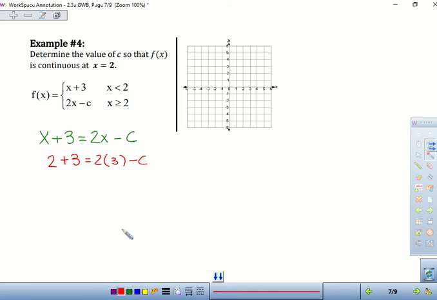Like this. So what is 2 plus 3? 5 equals 6 minus c. So that means that we subtract 6 on both sides. We get 5 minus 6, which is negative 1. So c equals what? 1. Okay.